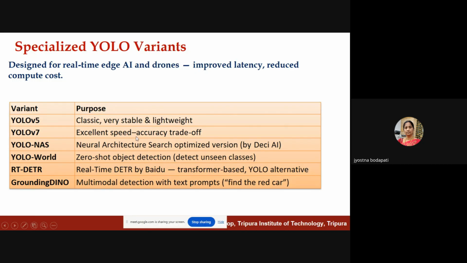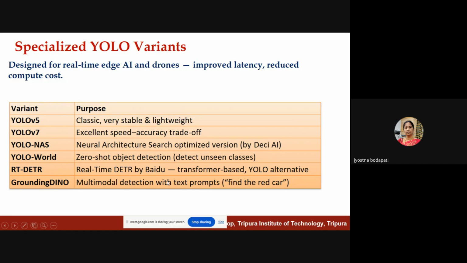Version 7, of course, is excellent in speed and accuracy trade-off. And YOLO-NAS, neural architecture search, is an optimized version. YOLO World, you can see, is for zero-shot object detection; unseen objects also you can try with YOLO World. And RT-DETR, the real-time DETR released by Baidu, is a transformer-based object detection model, an alternative to the YOLO versions. And Grounding DINO is another version; it's actually a multimodal object detection approach.